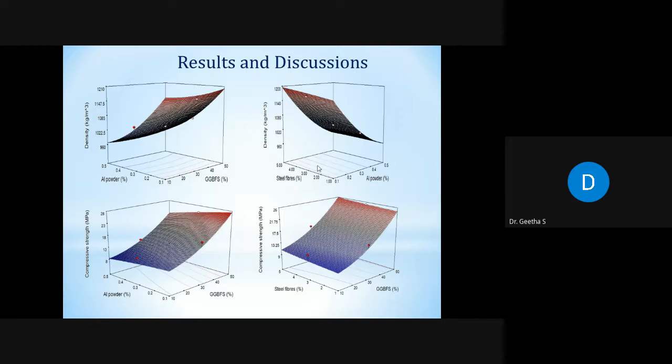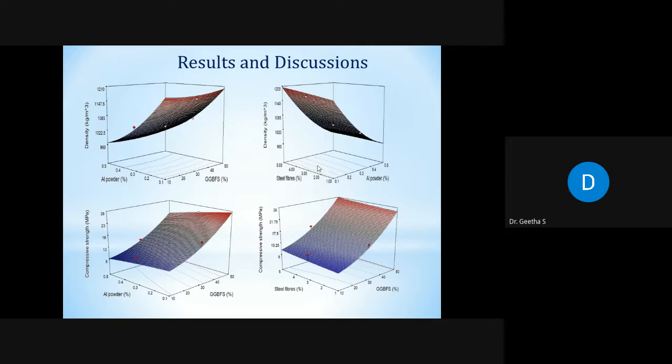As I told you, the density of the concrete that I have done is less than 2,400. It ranges from around 1,022 to 1,200 kg per meter cube. You can see here, one thing is only by the incorporation of highest steel fibers, I'm able to get 1,200. Otherwise, my density range is within 1,140 and so.